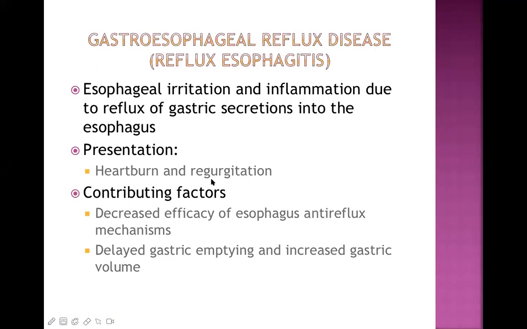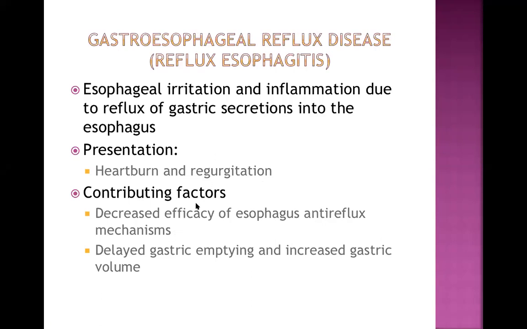Rather than complete vomiting, regurgitation means a bit of secretion from the stomach is reaching up, maybe into the pharynx or even the oral cavity, and the patient has a sensation of a shower of fluid in the oral cavity. That's the sensation of hyperacidity and regurgitation.